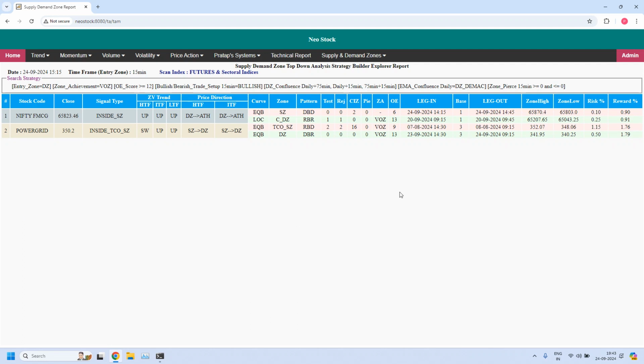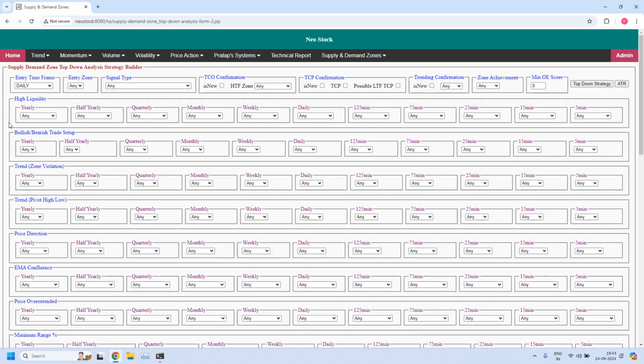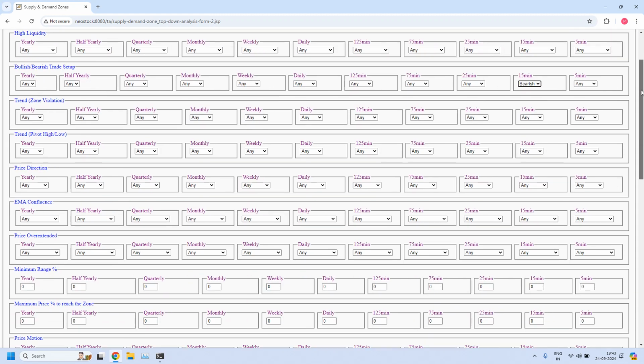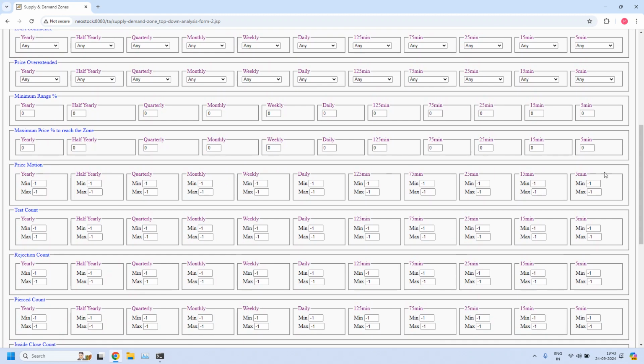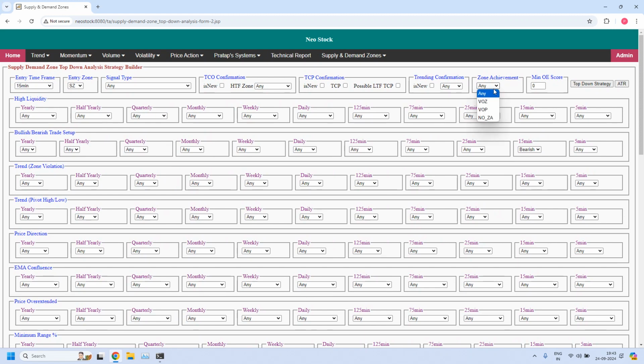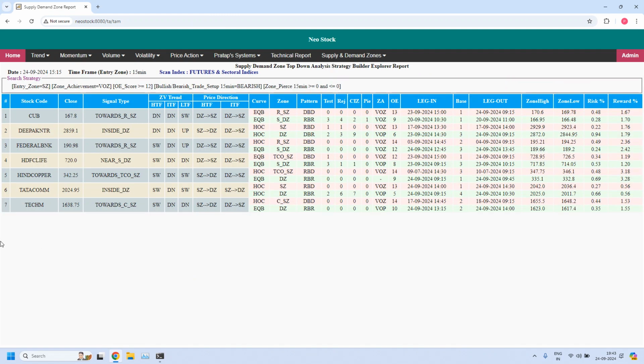Okay, next is about the bearish trade setup for daily income trade. So entry time frame is 15 minutes, entry zone is supply zone. In bullish or bearish trade setup at 15 minutes, I am selecting bearish, and the 15 minute supply zone should not be pierced. So in the pierced count at 15 minutes time frame, I am setting minimum value 0, maximum value 0. Zone achievement violated opposing zone, minimum odd enhancer score is 12. All the 3 filters are applied to 15 minute supply zone. So 7 stocks are filtered. All these 7 stocks are currently supporting bearish trade setup for daily income trade.